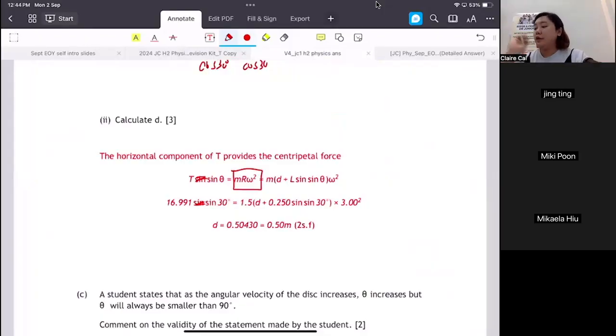It's rotating together with the rotating dish, so that omega is the same. So it's still using the 3.00. To find the value for d, it will be 0.50.